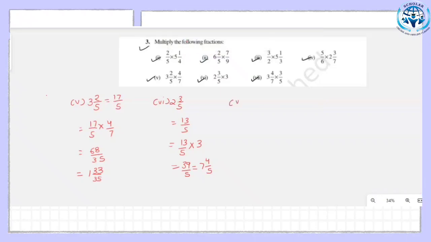Next, 3 4 by 7 into 3 by 5. 3 4 by 7 is 7 3 ja 21, 21 plus 4 is 25, 25 by 7 into 3 by 5. 5 5 ja 25, so 5 3 ja 15, 15 upon 7. Converting into mixed fraction, we have 2 1 by 7. 7 2 ja 14, 14 plus 1 is 15.